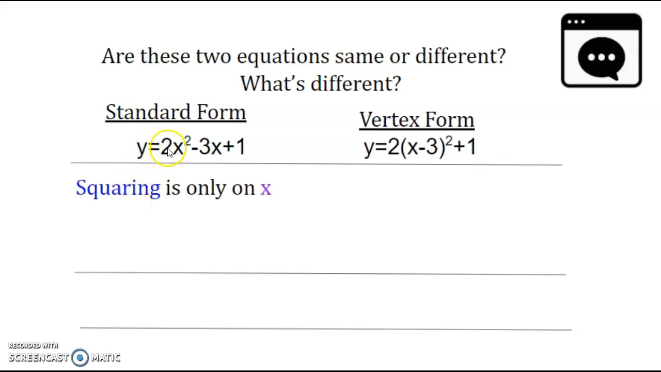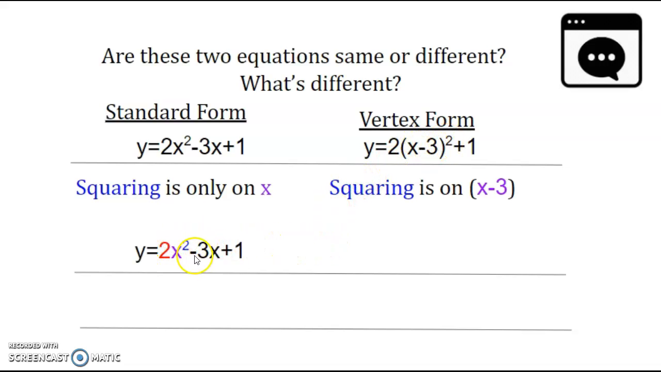Well, the difference is with the standard form, the squaring is only on the x term. Okay, the squaring is only on the x, whereas in the vertex form, you have a parenthesis, and x minus 3 is being squared. So it's not just x, but there is subtracting 3 first and then being squared.